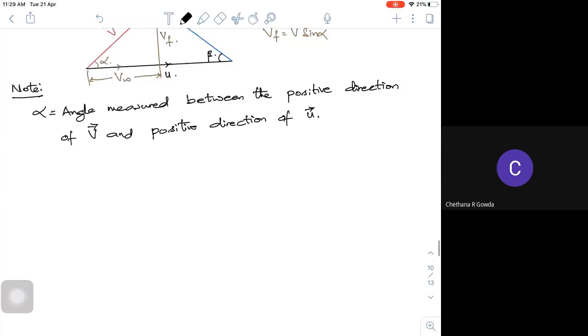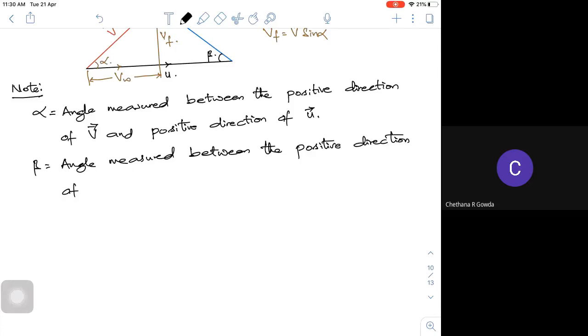Then what is my beta? Beta is the angle measured between the positive direction of the relative velocity Vr and the negative direction of your peripheral velocity u.